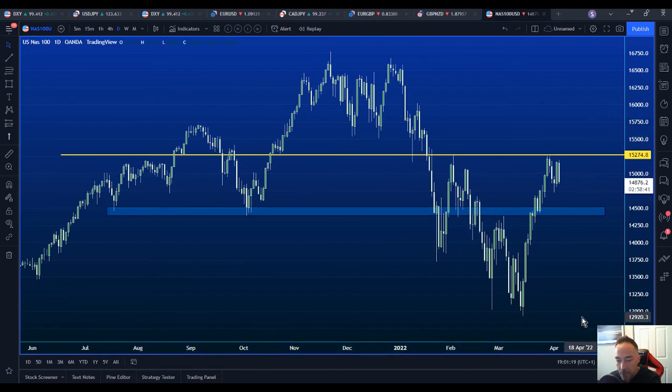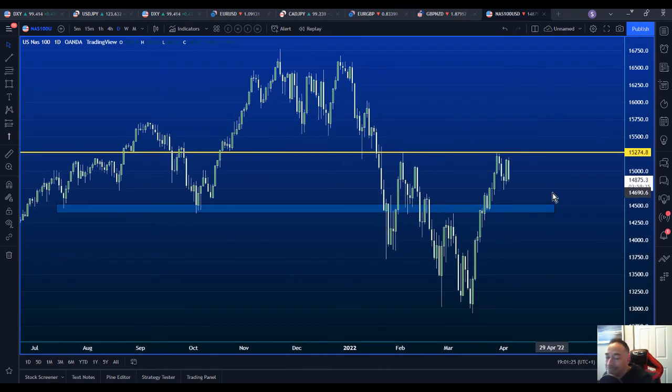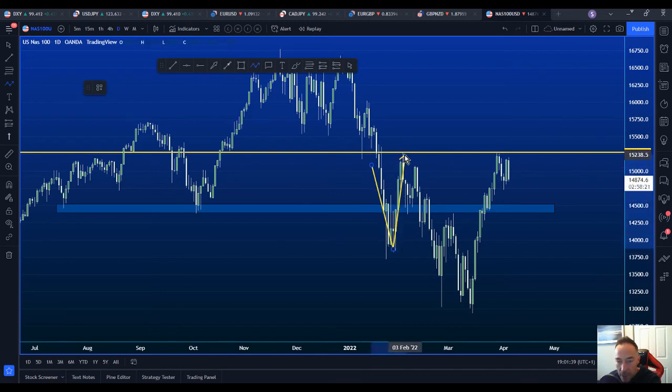Then of course we've got the big number 14, but what could also be good, don't know whether it will happen, is back down into this zone here, because what we'd have is a nice inverse head and shoulder pattern, which would be absolutely lovely with this yellow line up here, basically the neckline.